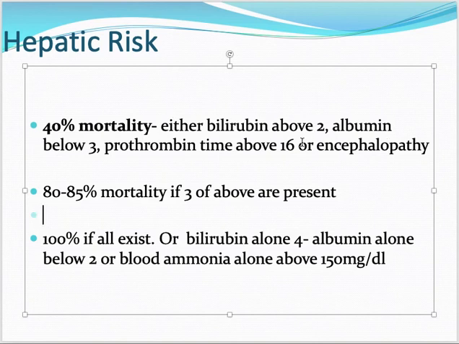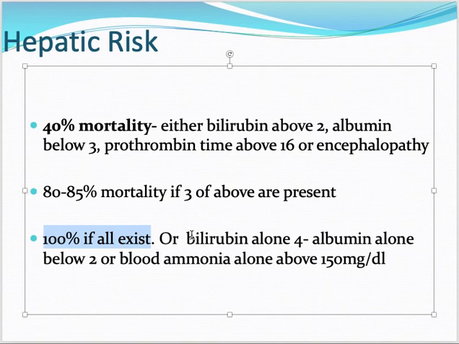If you have a patient whose bilirubin is more than 2, whose albumin is less than 3, who has prothrombin time above 16, and who has encephalopathy as well, the mortality is 100%. So for sure, for any patient who has these 4 things together, if the surgeon performs a surgery, the mortality is 100%.